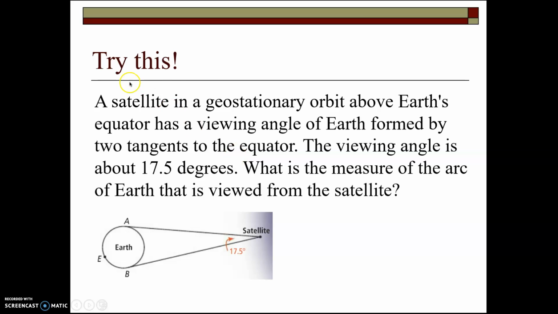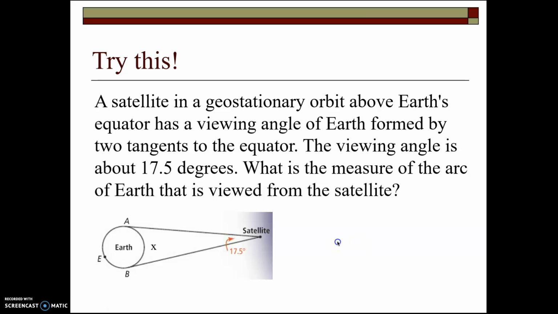All right. A satellite, this seems like the more challenging of the problems. A satellite in geostationary orbit above Earth's equator has a viewing angle of Earth formed by two tangents. So here we've got a circle. We've got the two tangents intersecting outside the circle. So we've got the 17.5. And what is the measure of the arc of Earth that is viewed from the satellite? So this arc here is what we're looking for.